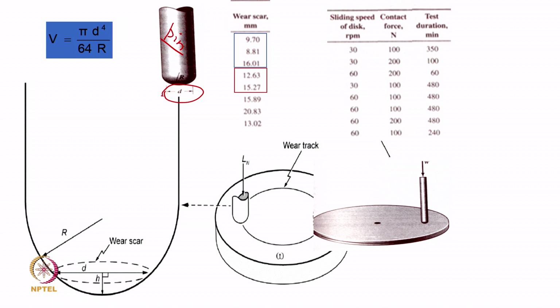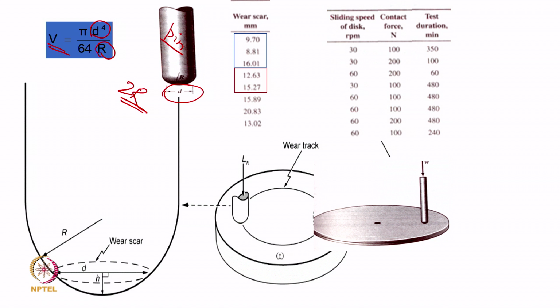A maximum value of wear scar will be equivalent to 2R, it cannot be more than 2R. That is a one. And then once we know the wear scar value and the radius of the pin, we can find out what will be the wear volume. That is how we can derive this relation, and it is well established.